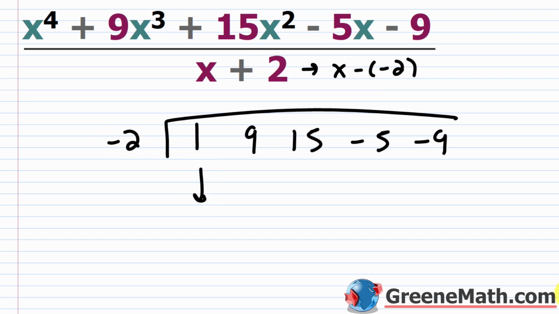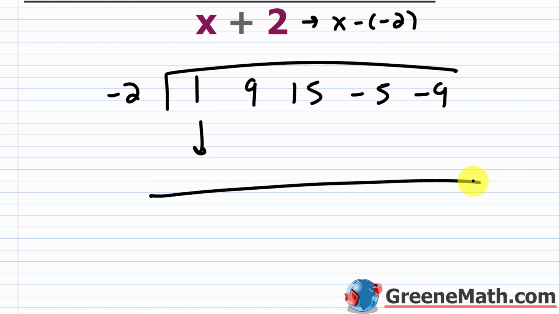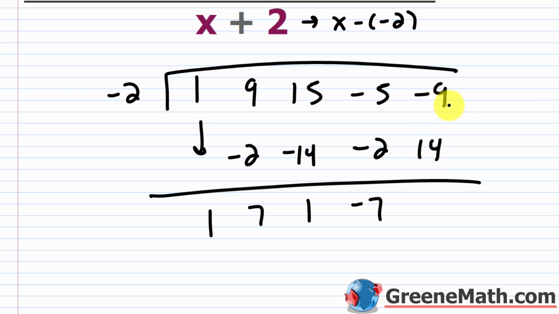Let me scroll down so we have enough room to work. Let me put this over here. So -2 times 1 is -2. 9 minus 2 is 7. -2 times 7 is -14. 15 minus 14 is 1. -2 times 1 is -2. -5 plus -2 is going to be -7. And then -2 times -7 is going to be positive 14. -9 plus 14, you can think about that as 14 minus 9. That is going to be positive 5.